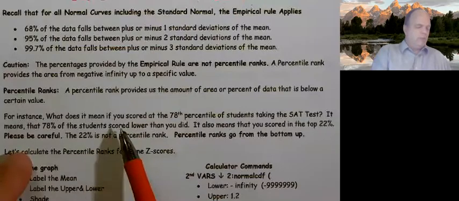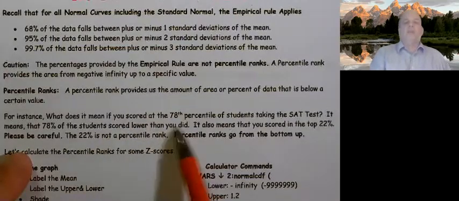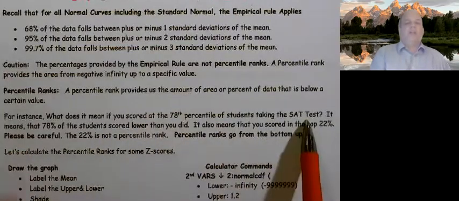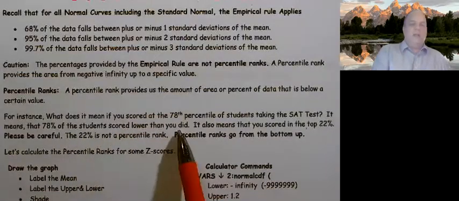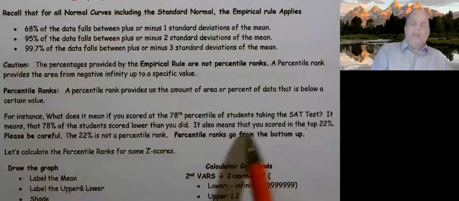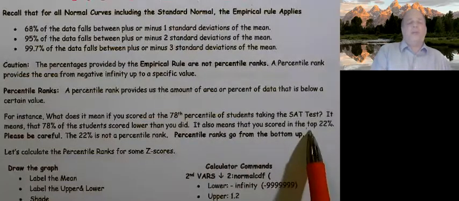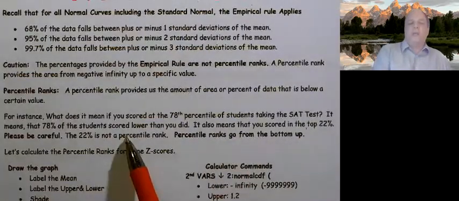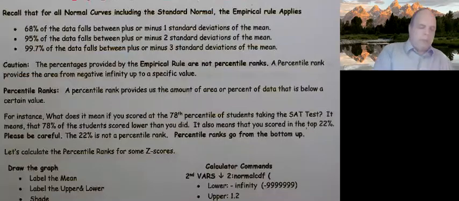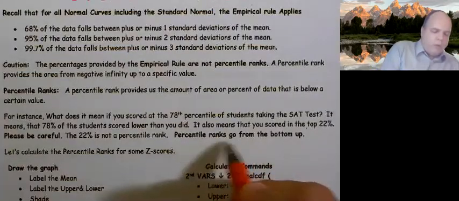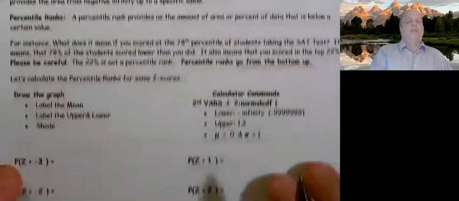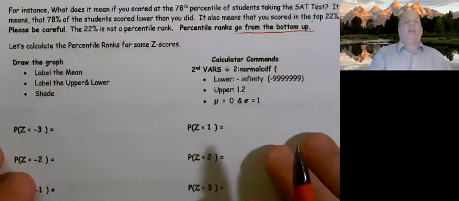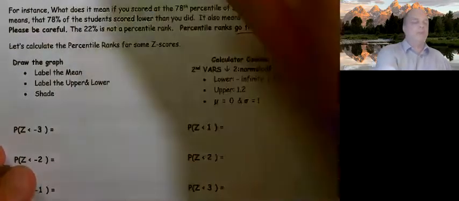Or consider this. What does it mean if you scored at the 78th percentile of students taking the SAT test? It means that 78% of the students scored lower than you did. So the percentile is the 78th percentile. It also means 22% scored better than you did. This is not a percentile rank because it went from top down. Remember, percentile ranks always go from the bottom up. So let's use the calculator and calculate some percentile ranks for some z-scores.